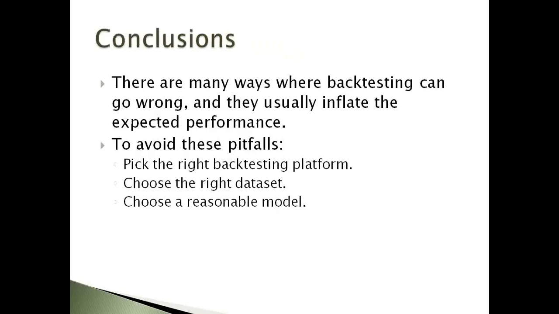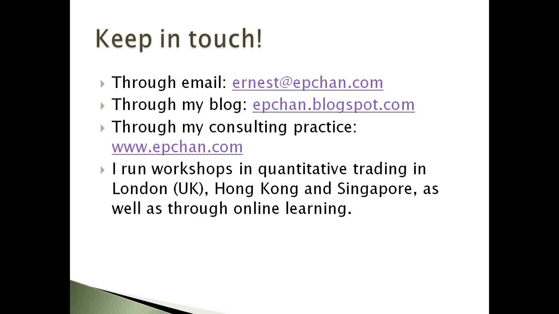So that's pretty much it. I think I've taken a lot of your time. I should just wrap up this webinar. The conclusion is that there are many ways where backtests can go wrong, and all those ways tend to inflate the future expected performance. So they are very dangerous because it leads to overconfidence and over-leverage. And to avoid these pitfalls, pick a good backtesting platform that prevents look-ahead bias. Pick a good database that does not have survivorship bias, and choose a simple model that does not have data snooping bias.